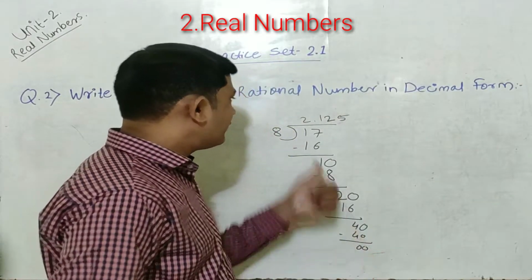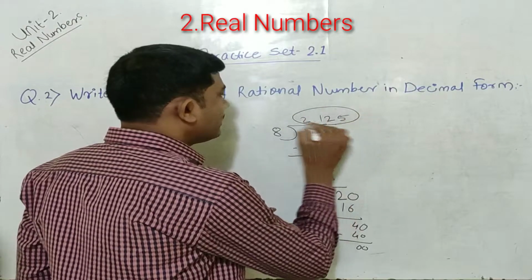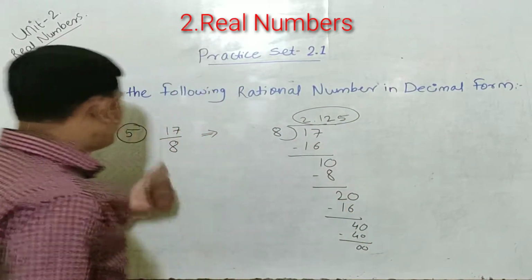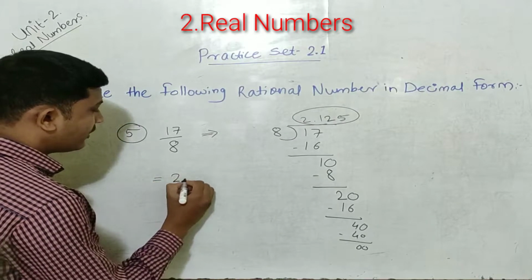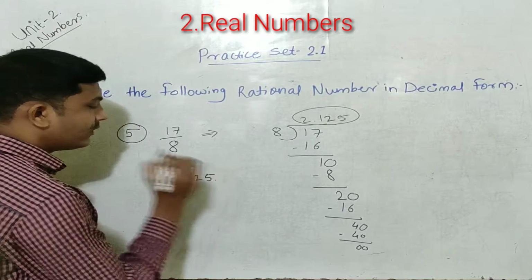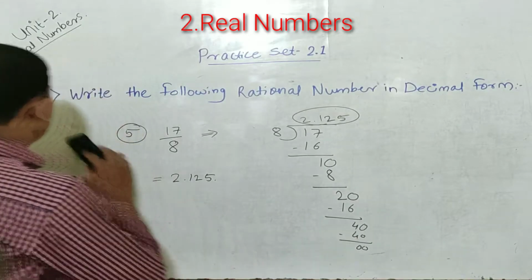When the remainder comes 0, the decimal expansion is what? Terminating one. Simply, if we divide 17 by 8, we get the decimal expansion as 2.125.